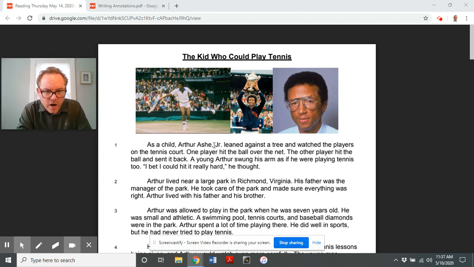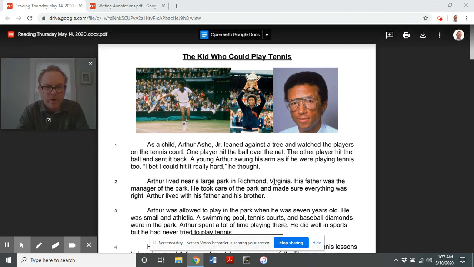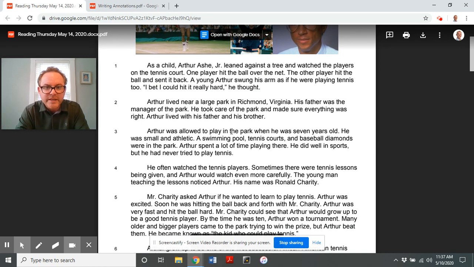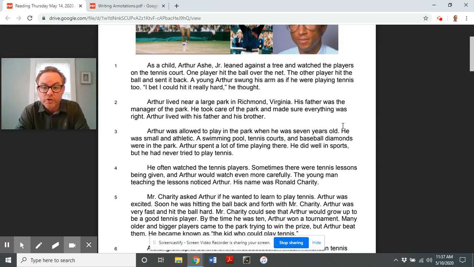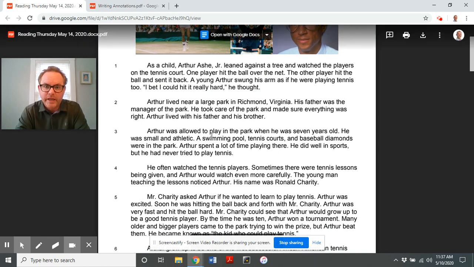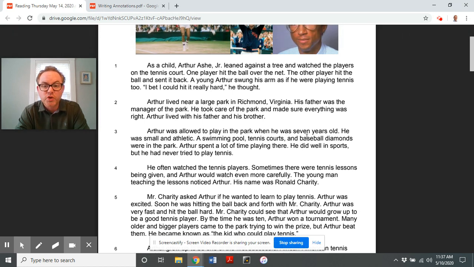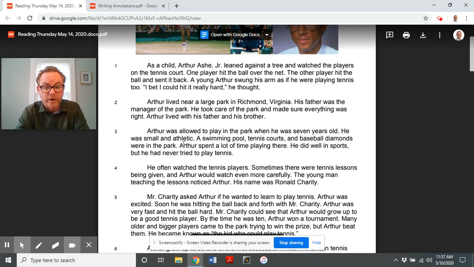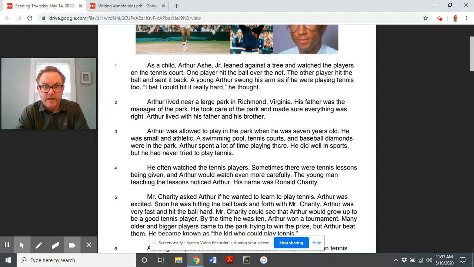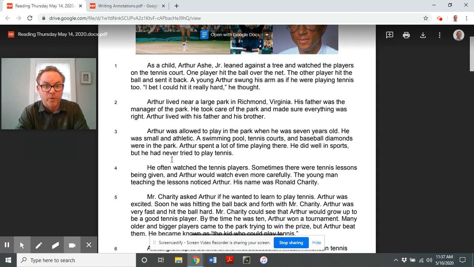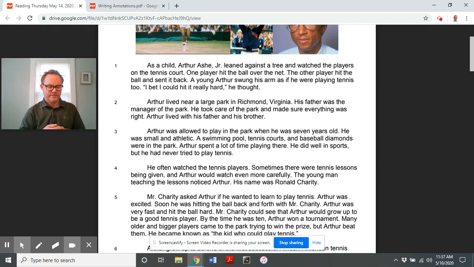Paragraph 3. Arthur was allowed to play in the park when he was 7 years old. He was small and athletic. A swimming pool, tennis courts, and baseball diamonds were in the park. Arthur spent a lot of time playing there. He did well in sports, but he never had tried to play tennis.